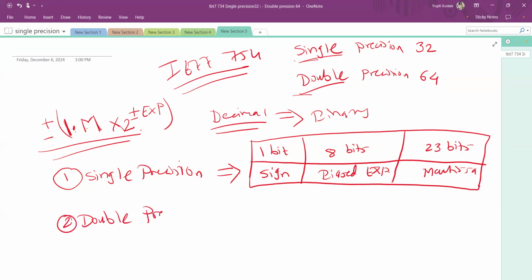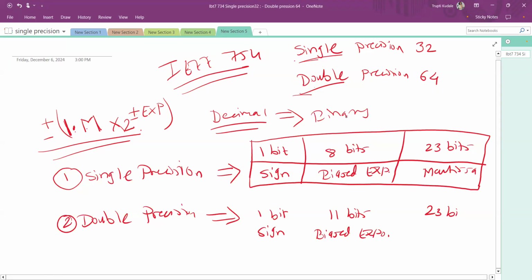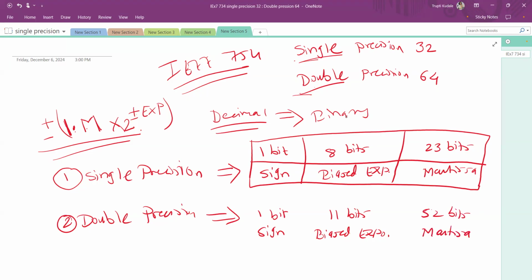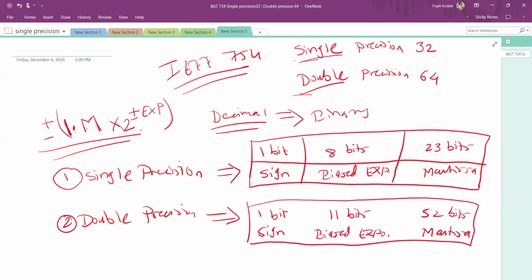For double precision, one bit is always a sign bit, 11 bits are of biased exponent, and 52 bits are of mantissa. Okay, so this is the way to represent any number in the single or double precision format.